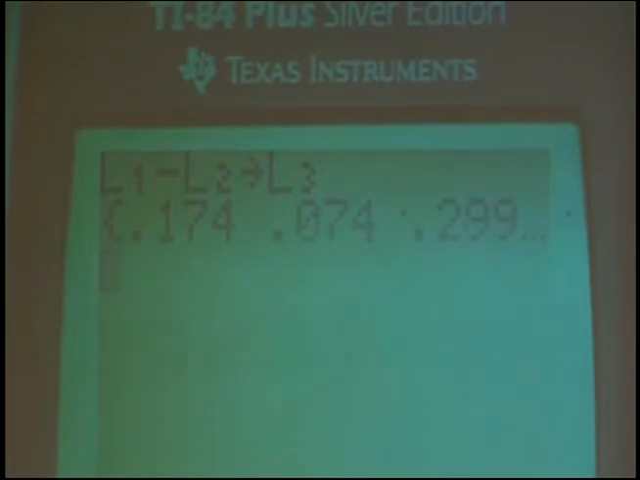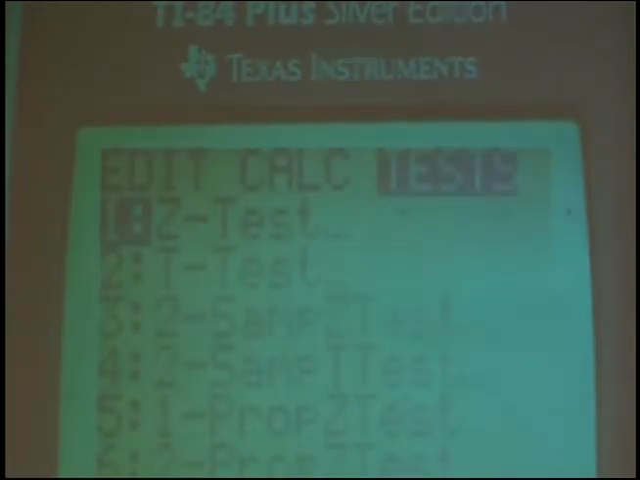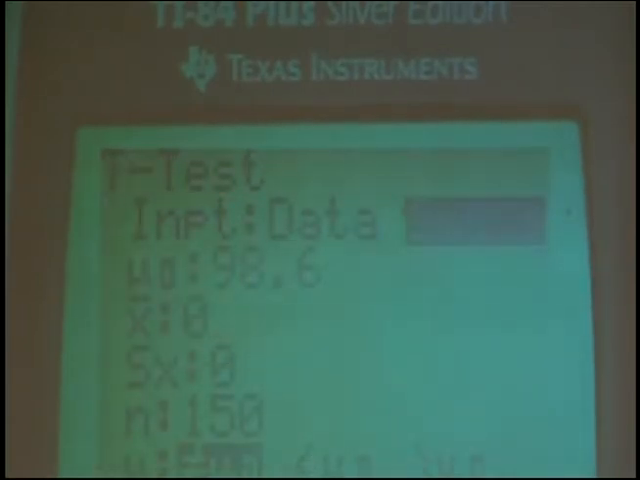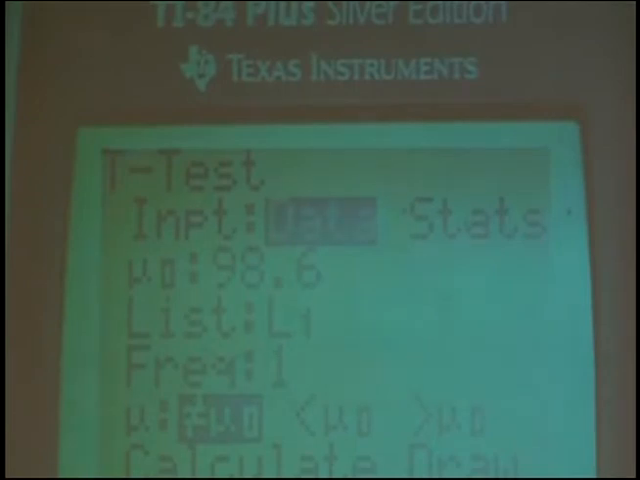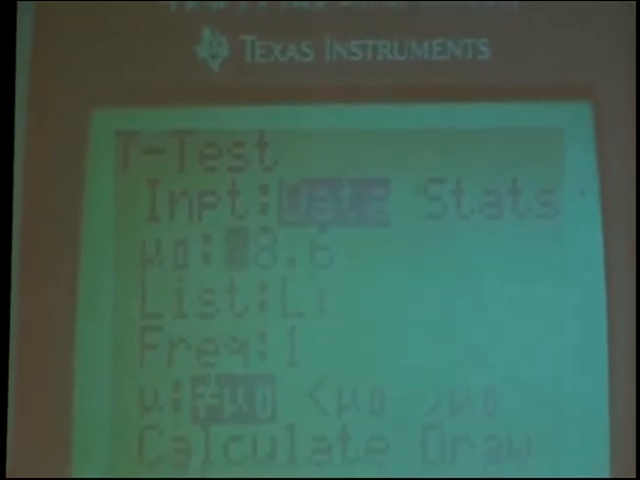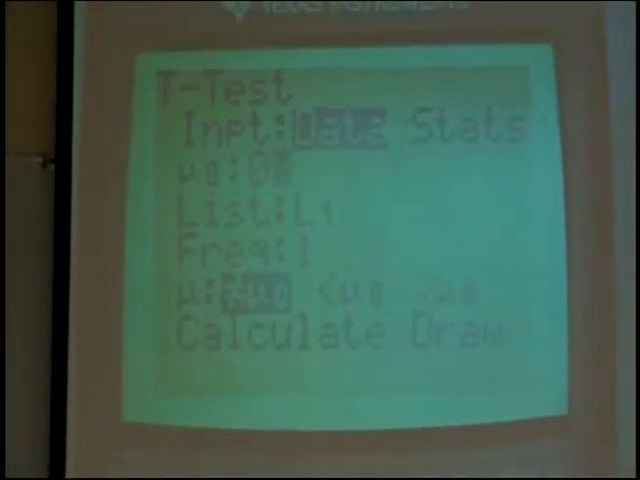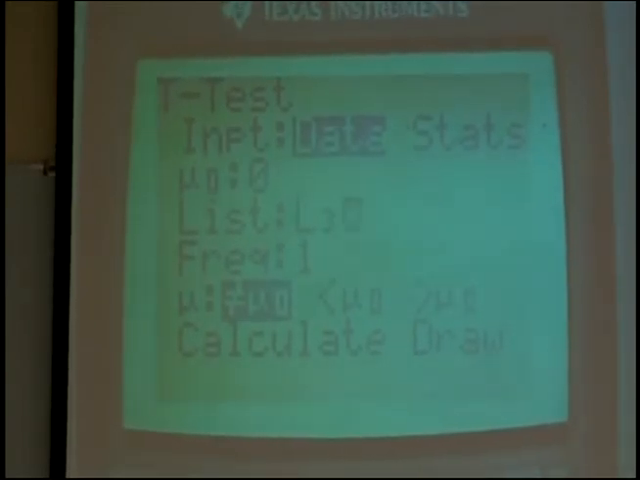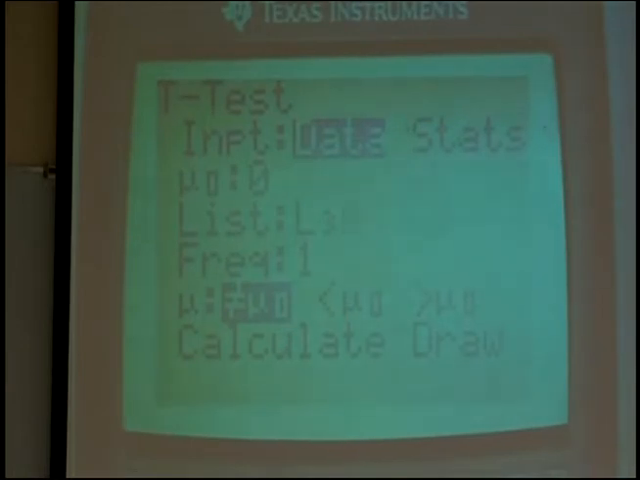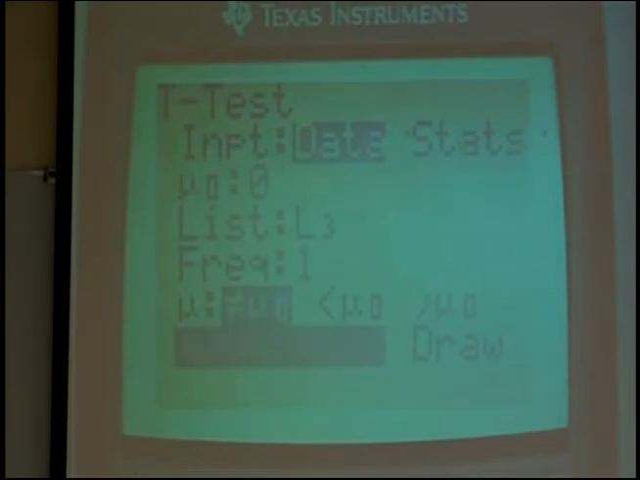For the list, you're going to put L3, list 3. So you're going to go down to t-test. You're going to input data. Mu naught is what? 0. 0, good. Give the location of your D's. Leave frequency at 1. In this case, we have a not equal. And we're good to go.